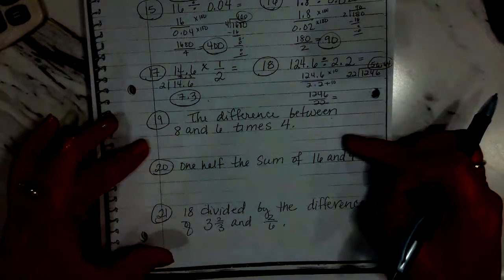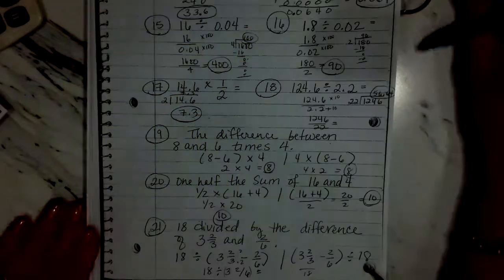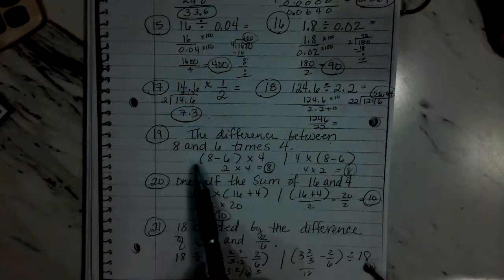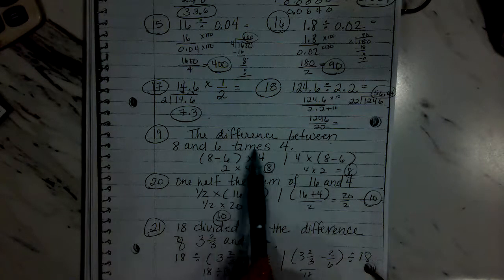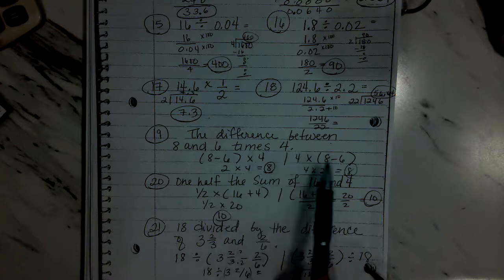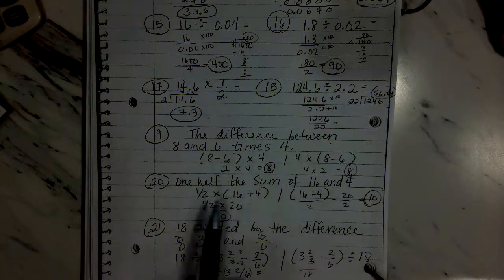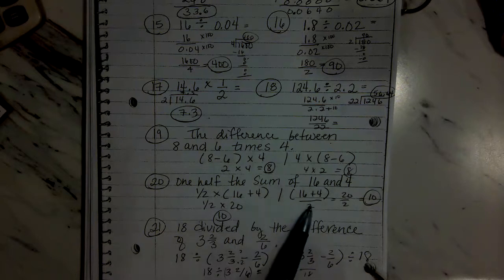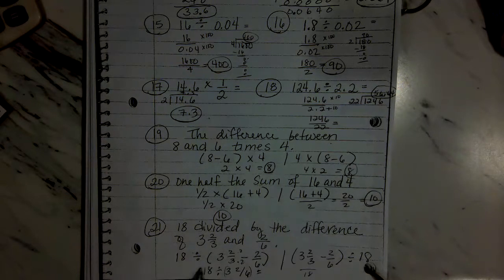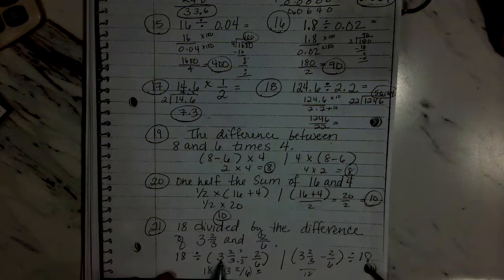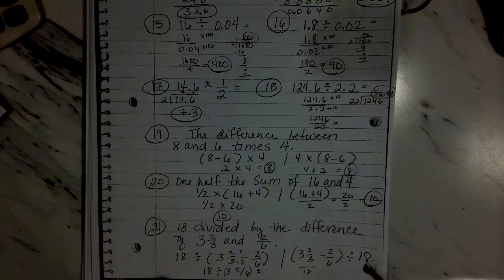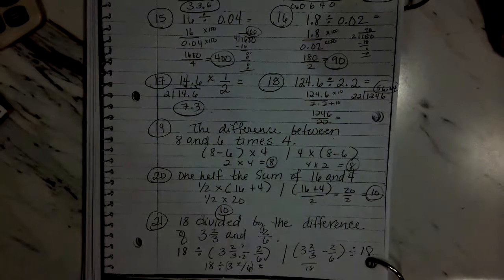Take the words, put it into a numerical expression. Go. All right. Then we have 8, the difference between 8 and 6 times 4. The difference between 8 and 6 times 4, you could have done it the other way. You could solve for bonus. 1/2 the sum of 16 and 4, or you could even do it like this. This problem right here, 18 divided by the difference of 3 and 2/3 and 2/6. You could try to work that out, or you could do it like this, or you could even put this over 18. That would be perfectly mathematically sound.